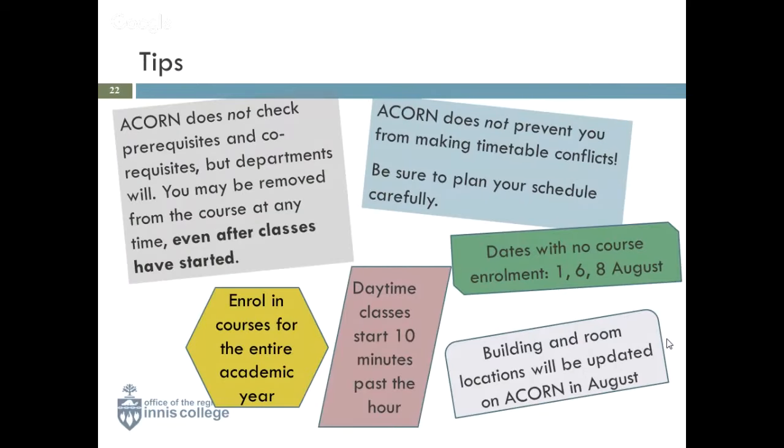Okay, some tips. So I already mentioned this. Acorn doesn't prevent you from making timetable conflicts. It will warn you, like it'll show up in red, but you can enroll into courses that are offered the same day, same time. Don't do it. Honestly, don't do it. There's no point. Sometimes students do it on purpose for whatever reason, and they decide one week I'm going to go to this course and one week I'm going to go to that course. It almost never works out. It is always a bad idea.